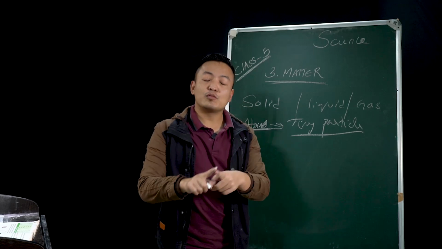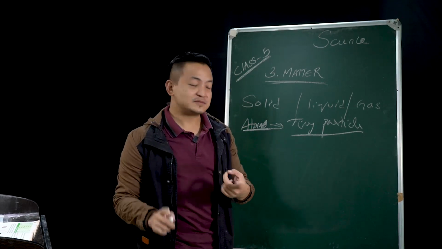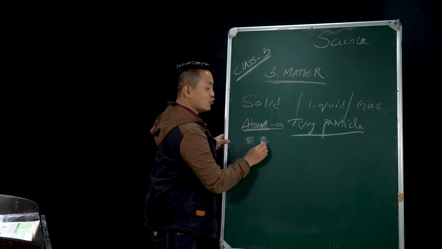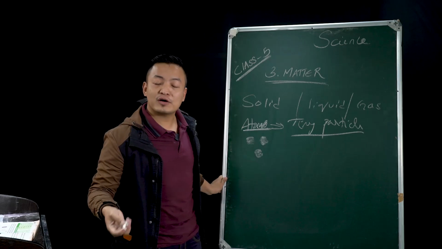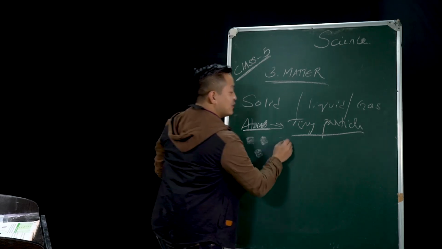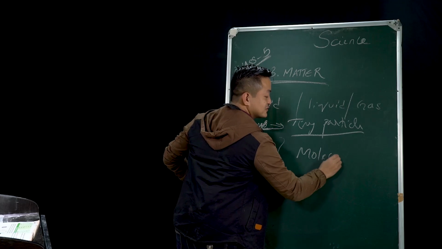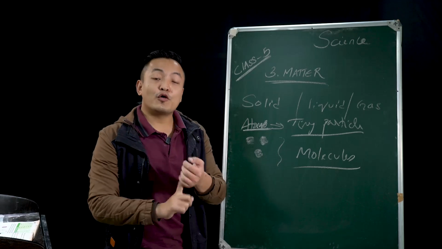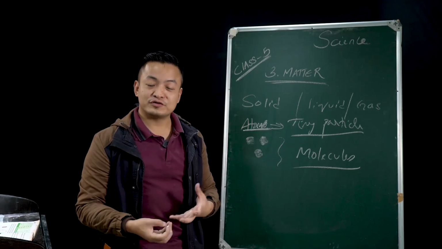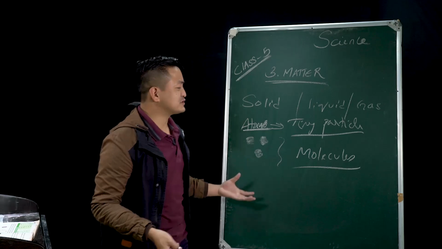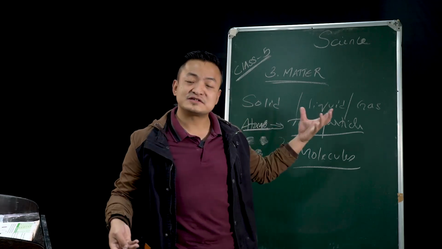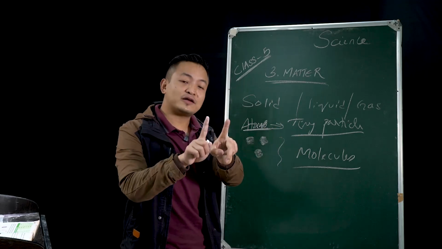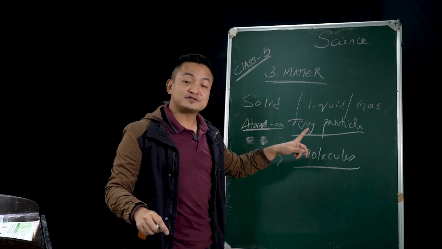Now, two or more atoms. What do we call two or more atoms? Say this is just one atom, but if we have two or more atoms, then two or more atoms combine to form what? Molecules. Two or more atoms combine to form molecules. Clear? So molecules are the smallest, simplest substance. So atoms are the tiny particles, and two or more atoms combine to form a molecule.